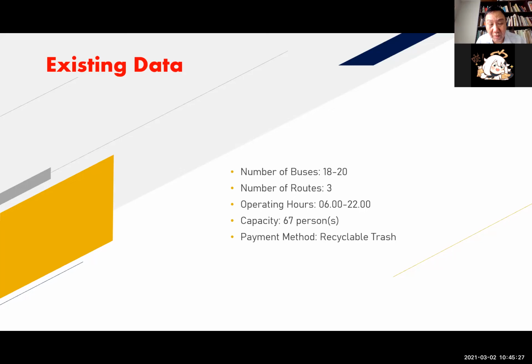Meaning that you can serve 2,000 per route. Multiply by 3 routes, correct? That means you only serve 6,000 passengers per day out of 300,000 people. Yeah, that's definitely too small. But I think for the class project, that is fine.